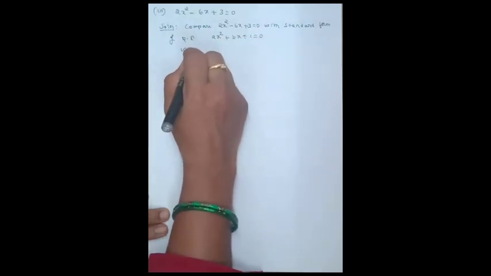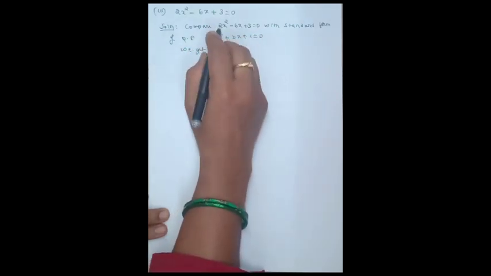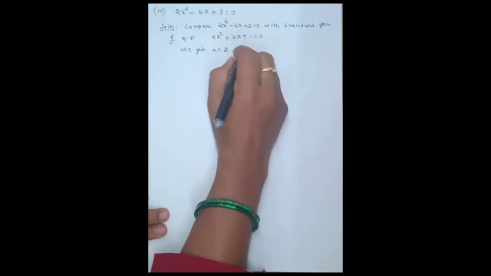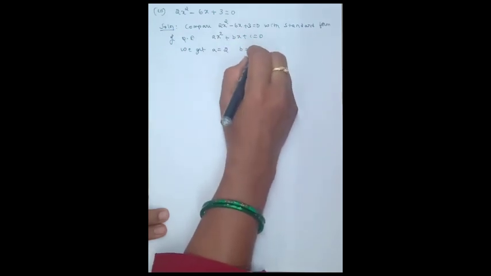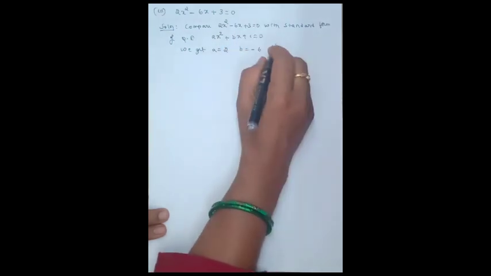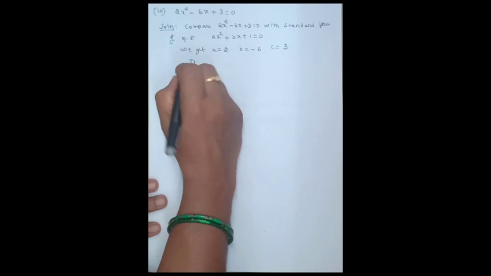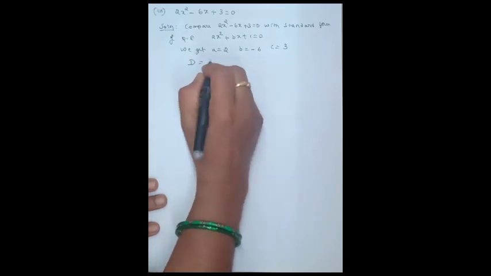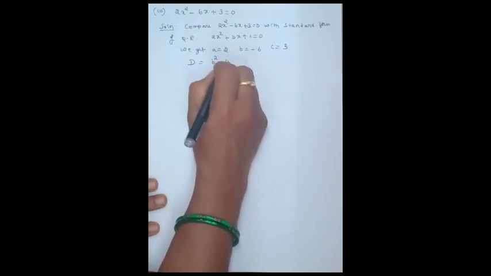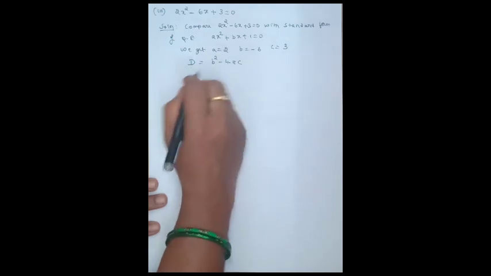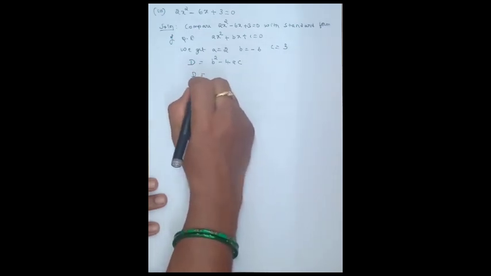We get a is equal to the coefficient of x², which is 2, b is equal to the coefficient of x, which is -6, and c is equal to the constant term, that is 3. Now to find the nature of the roots, we need to find its discriminant value, that is D = b² - 4ac. Let us substitute the values and find the discriminant value.